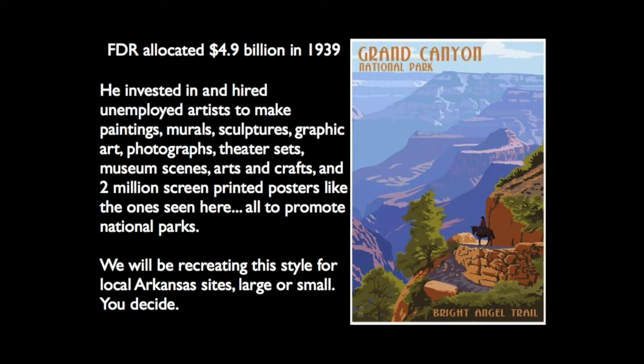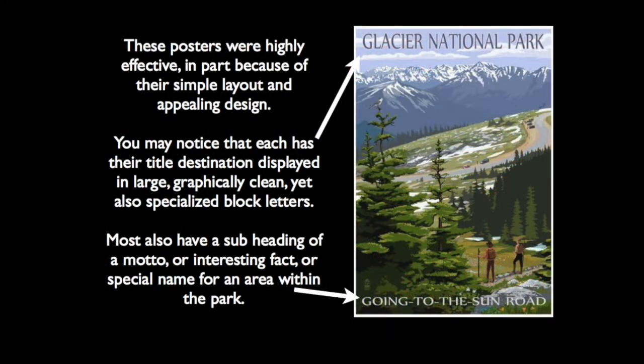To put a little history behind it, back in 1939, Franklin Delano Roosevelt allocated a lot of money to employ unemployed artists to do lots of different things, paintings, murals, sculptures, etc., including 2 million of these screen printed posters like the one you see here. I live in Arkansas, so the pictures that I'm going to be doing in my classroom are going to be based on Arkansas sites. While not all of these posters were necessarily aimed at the park system, many of them were, and they shared many things in common.